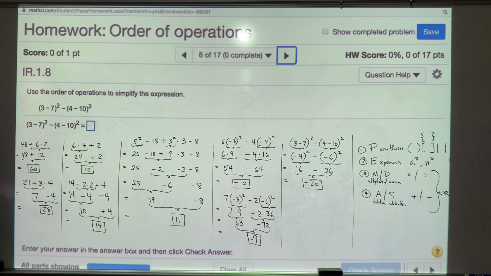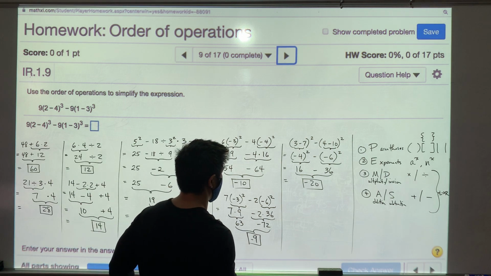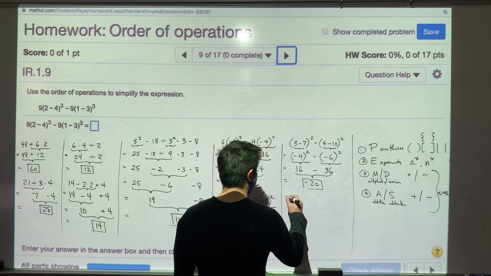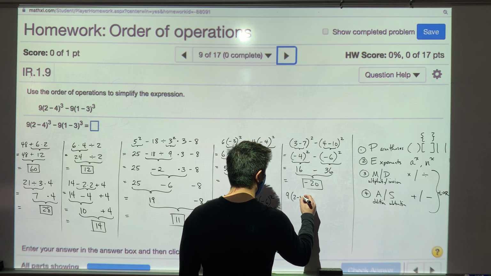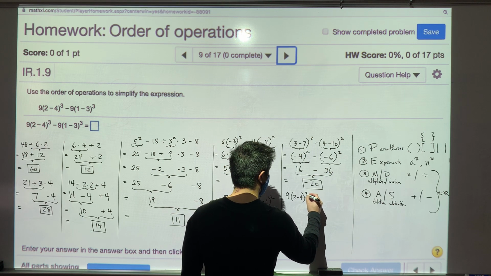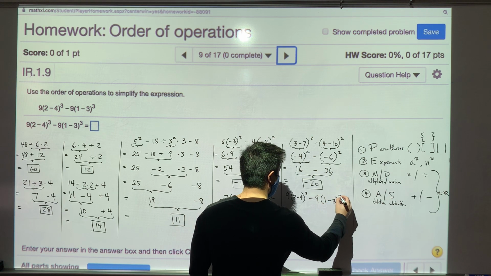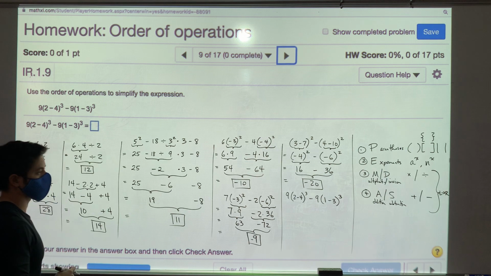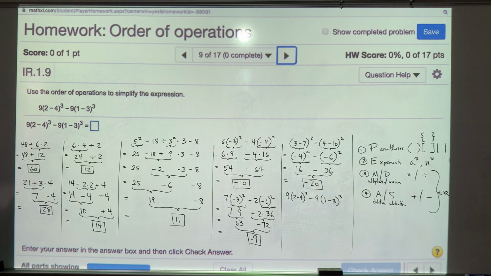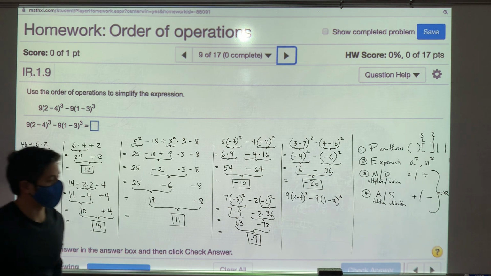Anything? All right, I'm going to roll on to 9. Okay, I'm not sure I'm going to be able to fit this in here. Let's see if we can. All right, here we go.